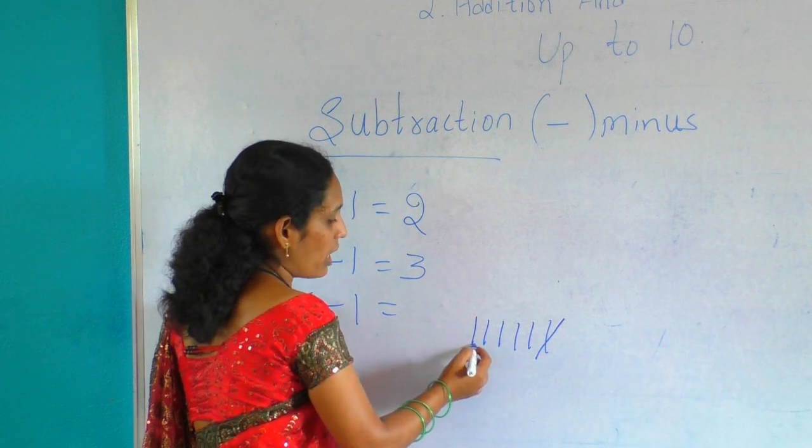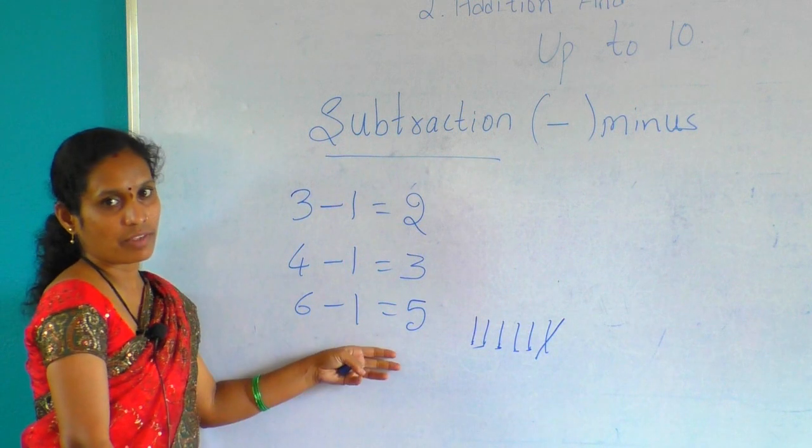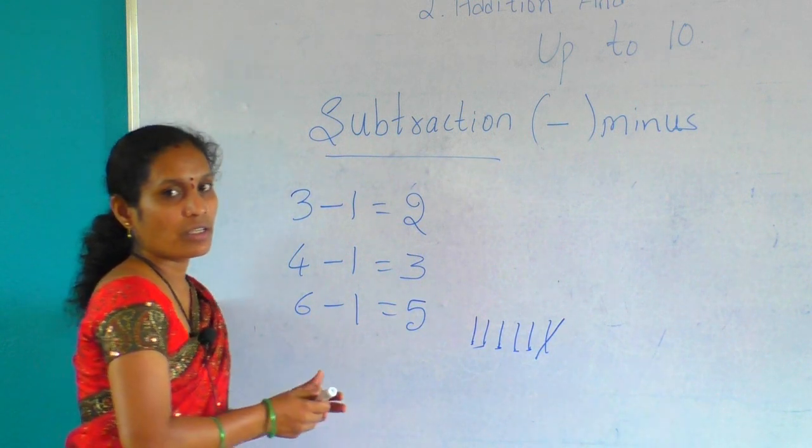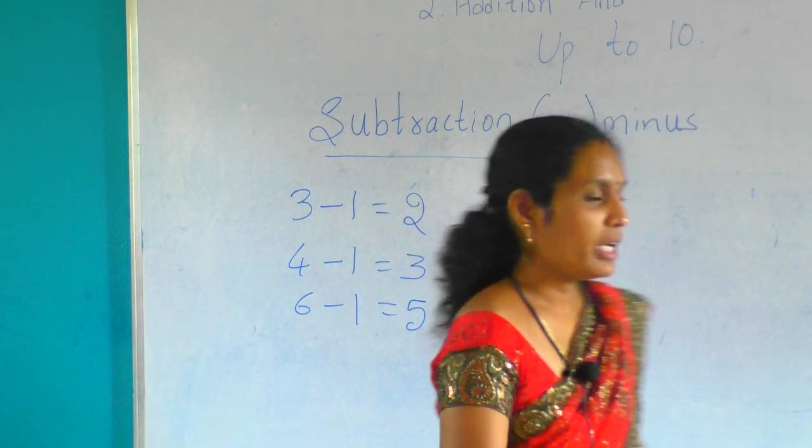How many strikes are there? 1, 2, 3, 4, 5. So, the answer is 5. 5 strikes are left here. Understood? Like this you should do in your class work. Understood?